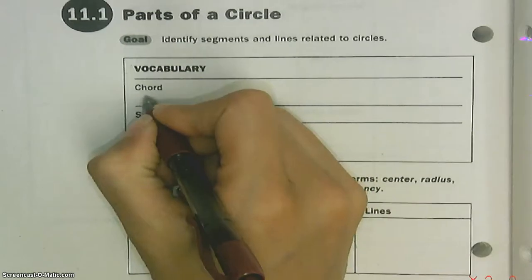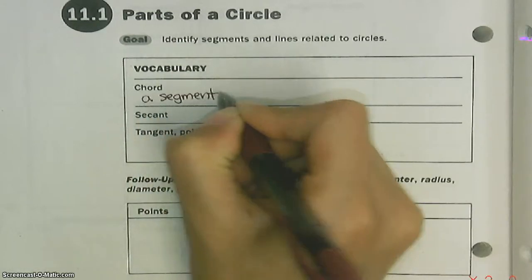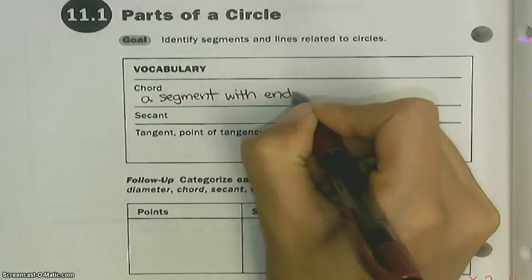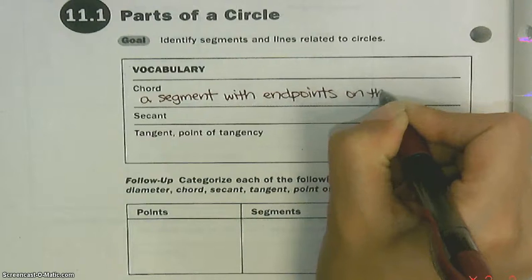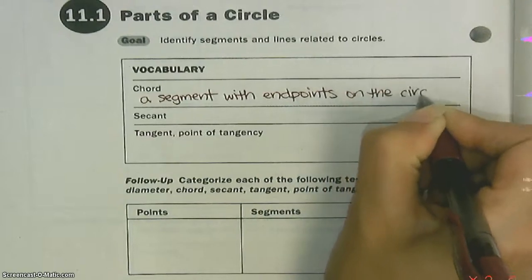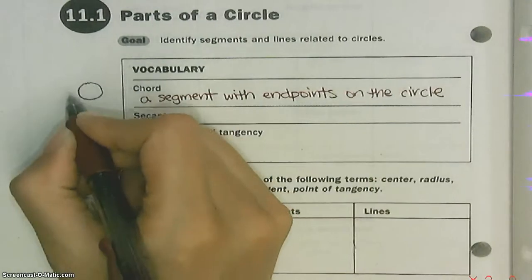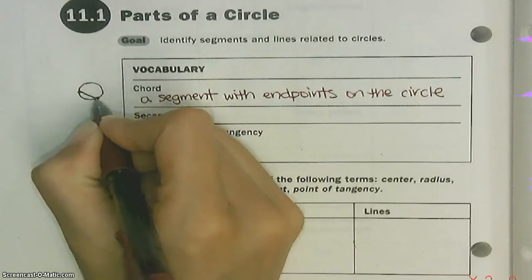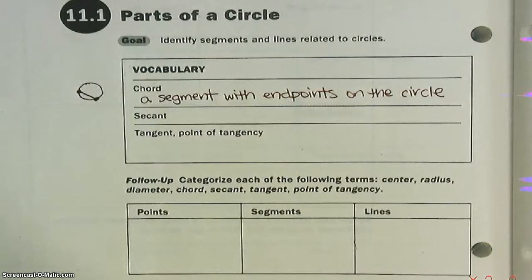A chord is a segment with endpoints on the circle. So a picture of that, you've got a circle and you've got a segment, so it stops. It starts at one side of the circle, goes to another part of the circle. Notice those endpoints are on the circle.